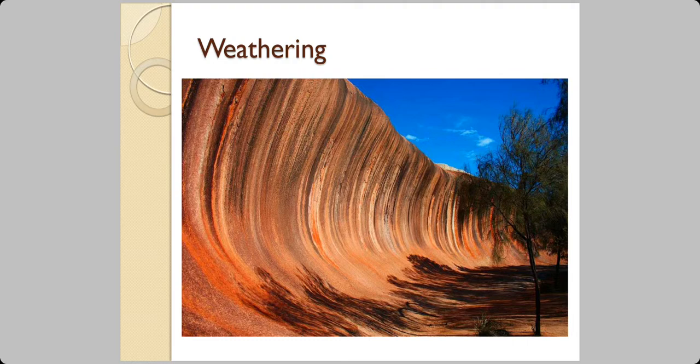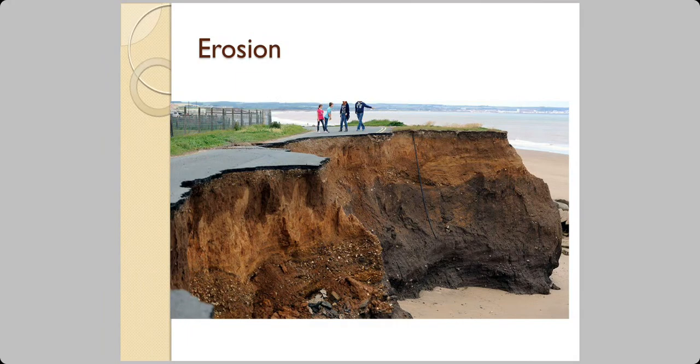Now, this picture shows the effect of weather on rocks, and this effect of weather on rocks is known as weathering. This picture shows erosion. In this case, it was the seawater which has eroded the land here, and it eroded it just below the road. So that is why you find this kind of dangerous situation for drivers. Suddenly they turn a corner and find there is no road there.